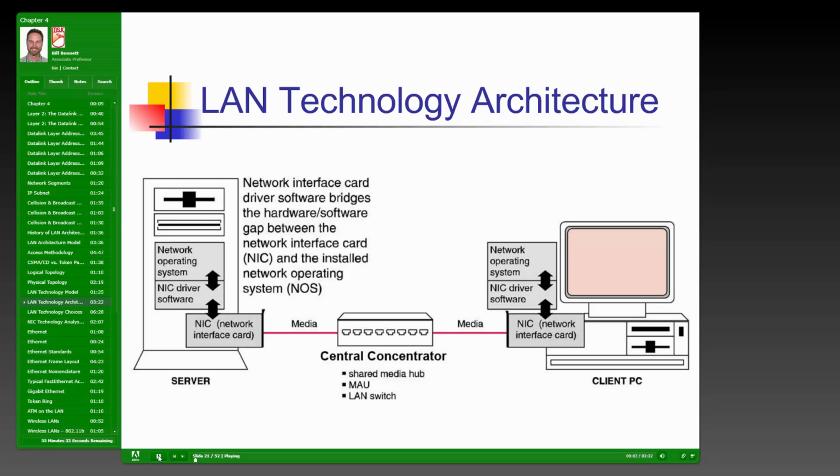So this graphic here is putting the whole picture, this is the big picture, putting all those components together for us in one visual. So we have the network interface card driver again, that is the software bridge. The bridge is the hardware and software gap between the network interface card and the network operating system. So if you look at the computer on the left, it's just showing you it has a network operating system installed. In the early days, DOS was strictly a computer operating system.